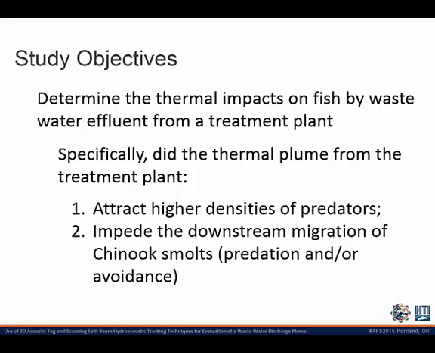The primary study objective was to determine the thermal impacts on fish by this wastewater effluent from the treatment plant. But more specifically, the questions were asked, did the thermal plume from the treatment plant, number one, attract higher densities of predators, and number two, impede the downstream migration of the Chinook smolts, either through predation or from avoidance of the thermal plume.